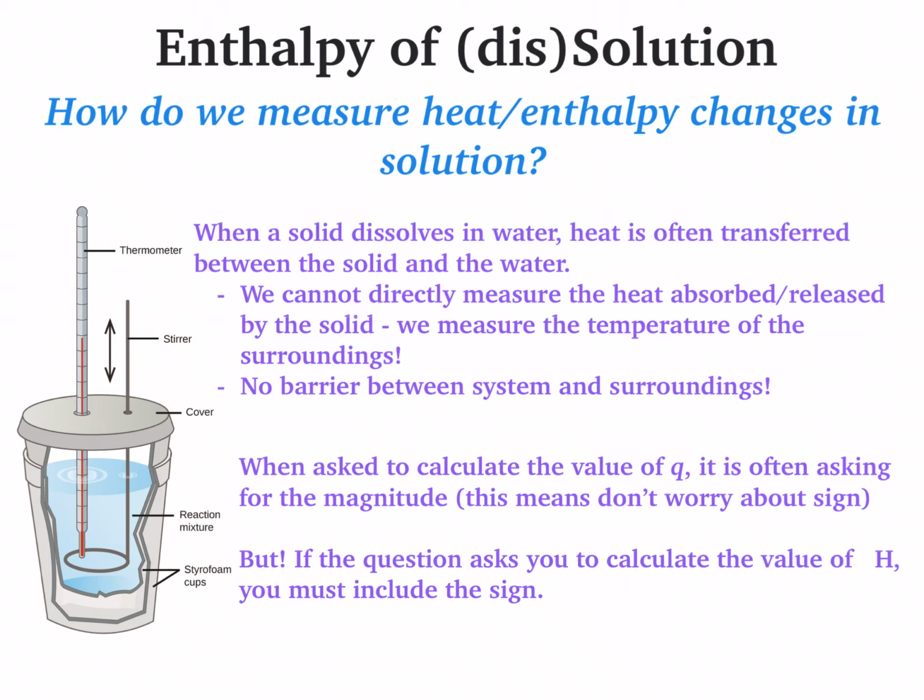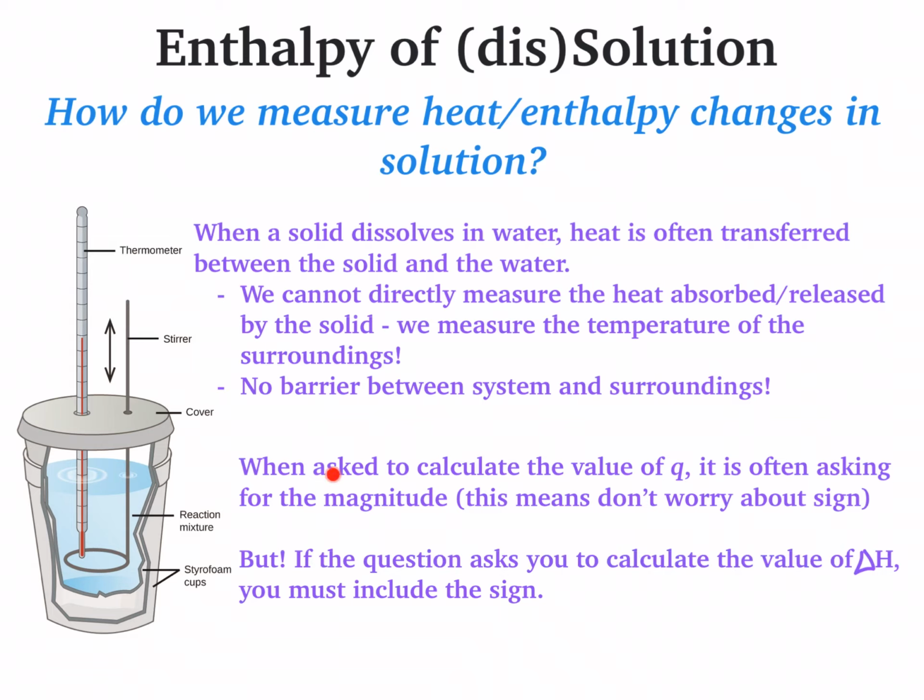As a quick note, oftentimes on the AP test, you're given a calorimetry question and you're asked to do two things. You're asked to first calculate Q, and secondly calculate delta H. Oftentimes, not every time, when you're asked to calculate the value of Q, it specifically says magnitude. That means don't worry about sign. Just calculate Q equals mc delta T. But if you are asked to calculate the delta H of solution, the enthalpy of dissolution, for that process, then you must include the sign.